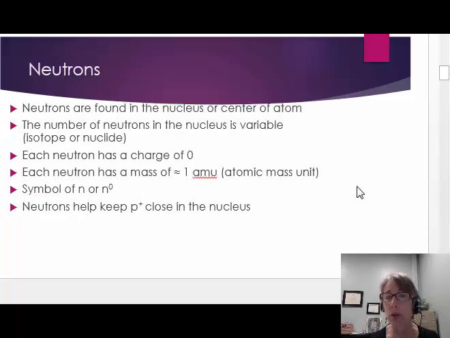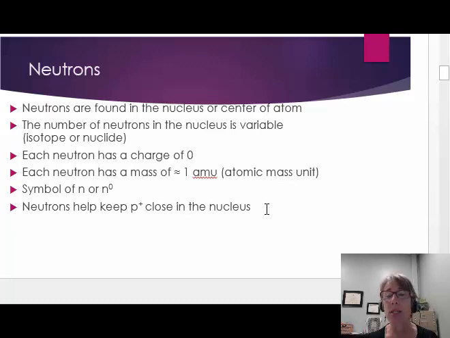Neutrons are also found in the nucleus of the atom. Unlike protons, the number of neutrons is variable for a given atom. When we care about the number of neutrons in an atom, we use terms such as nuclide or isotope to discuss the atom. Each neutron has a charge of 0, and like the proton, each neutron has a mass of approximately 1 AMU. The symbol for the neutron is a lowercase n, or a lowercase n with 0 as a superscript in the upper right-hand corner of the symbol.